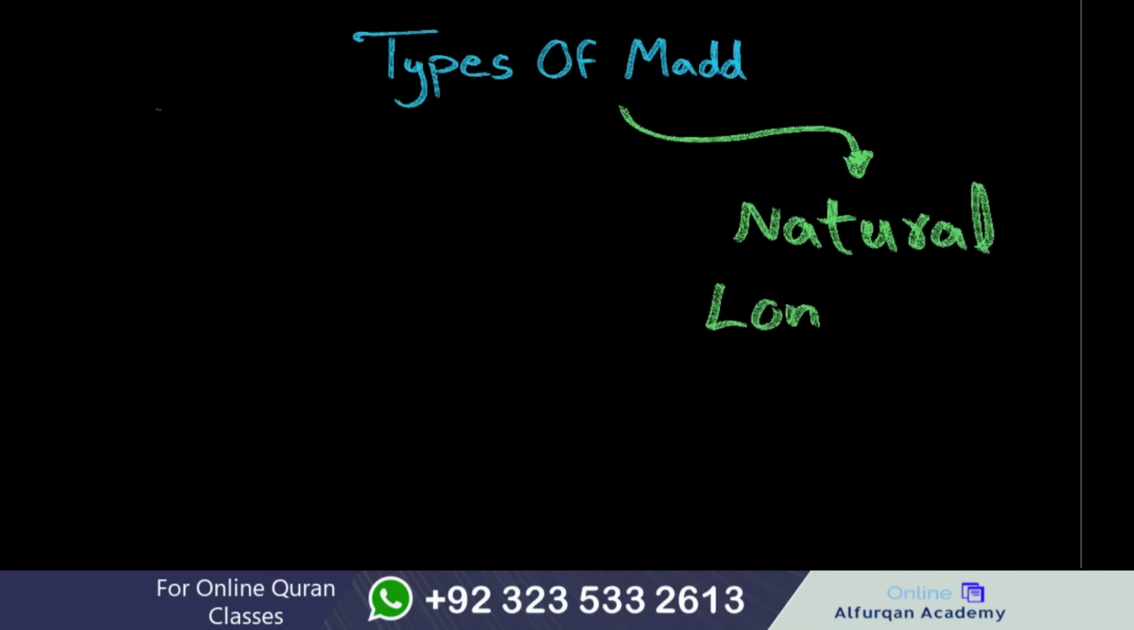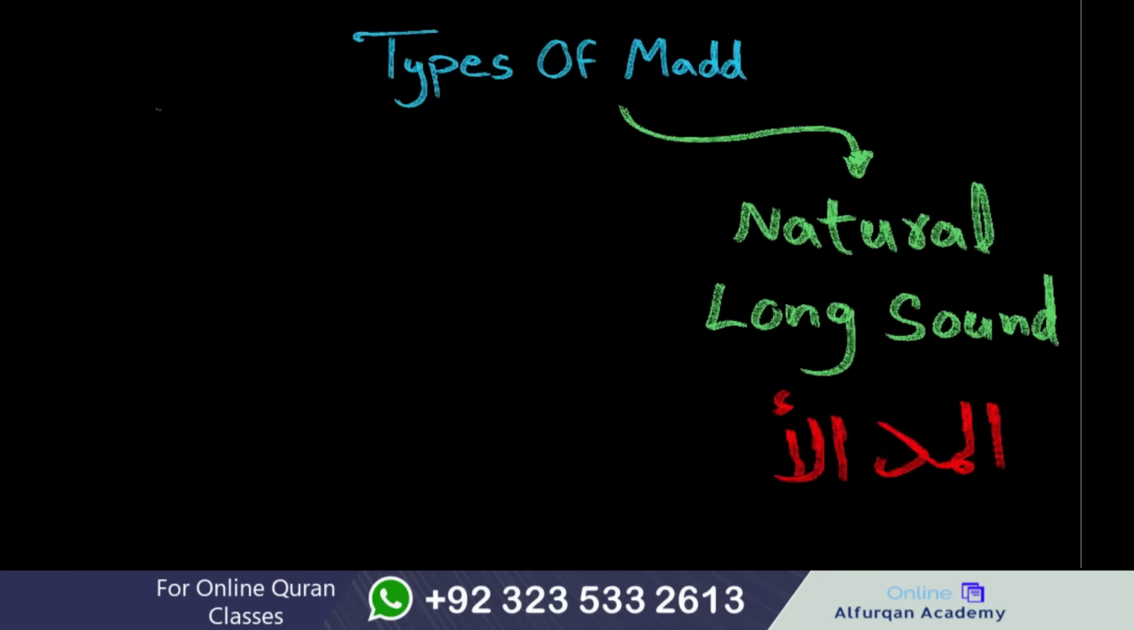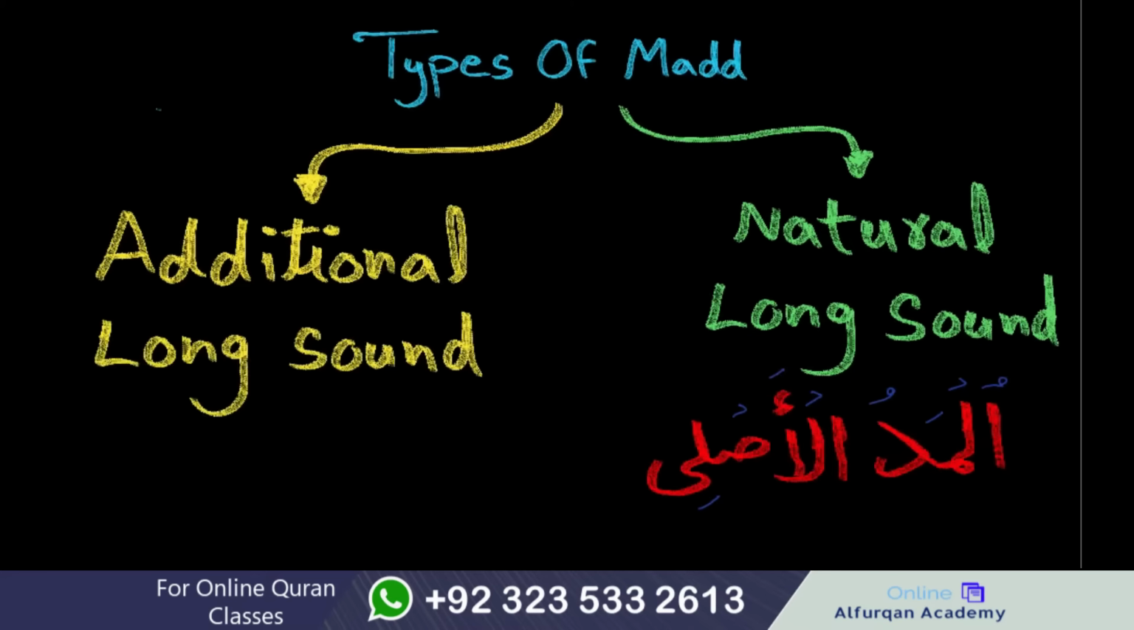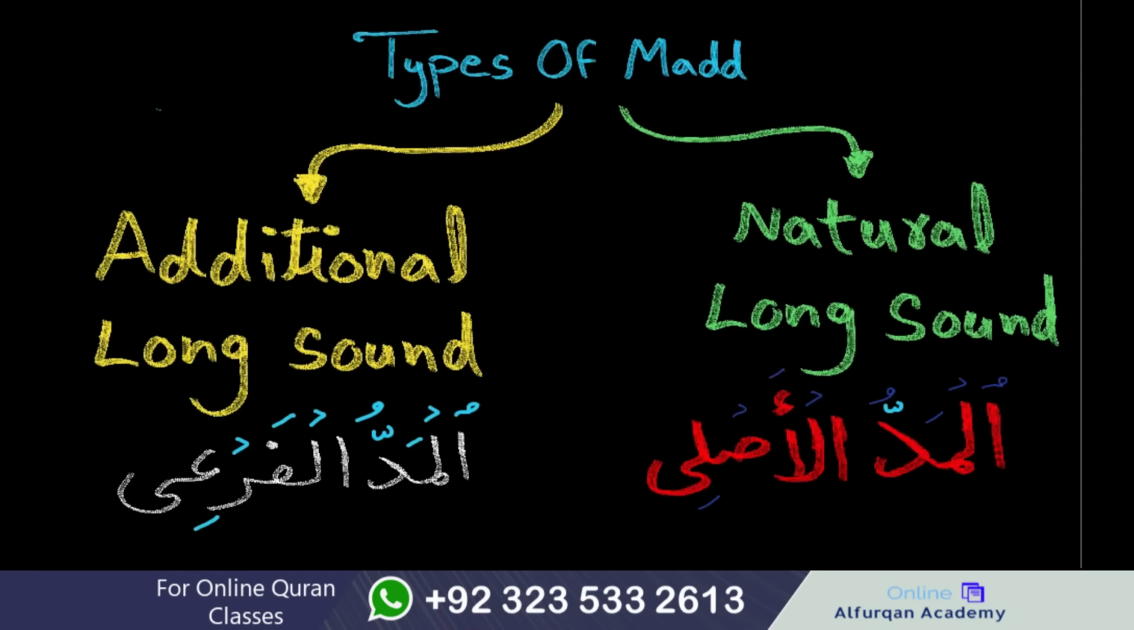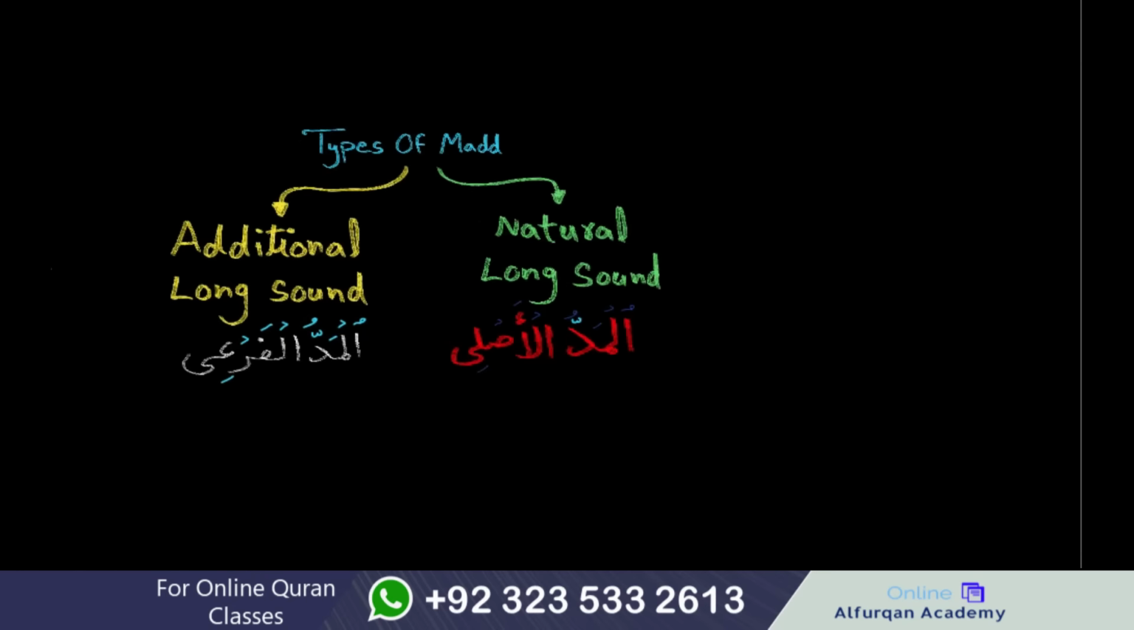Types of Madd are divided into two main types. Number one is natural long sound. In Arabic we can say Madd Asli. And the second one is additional long sound. In Arabic we can say Madd Farei. First of all, we can talk about natural long sound.